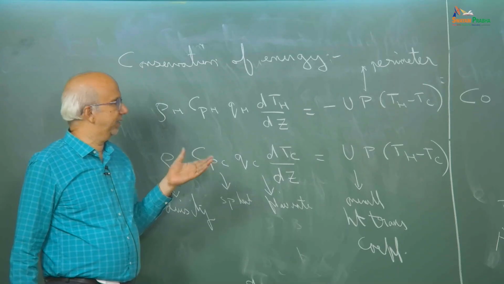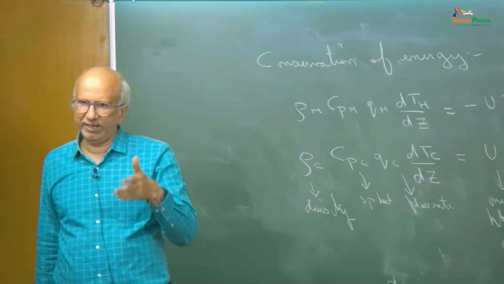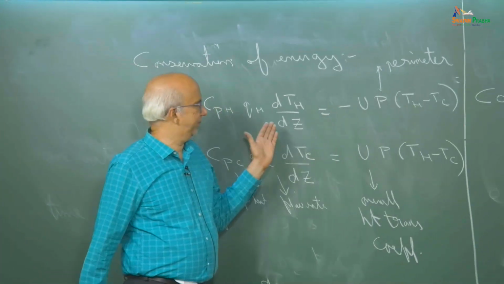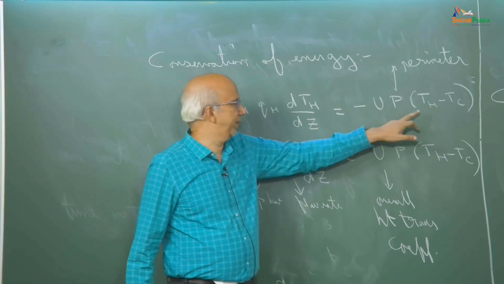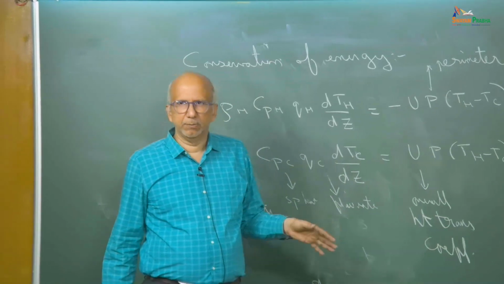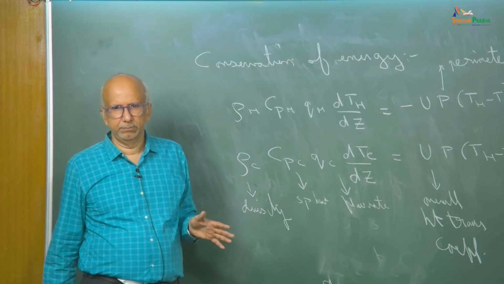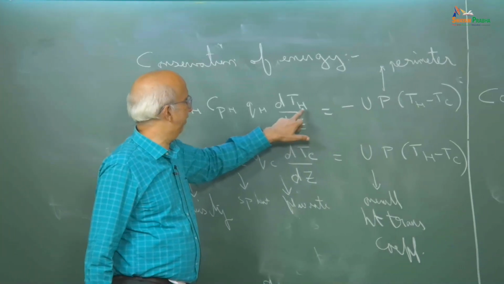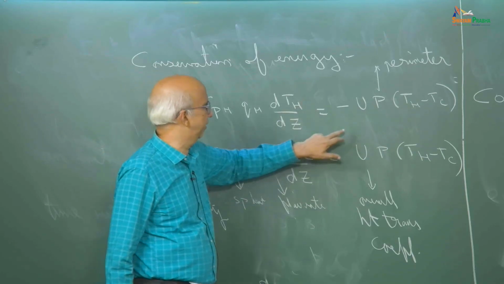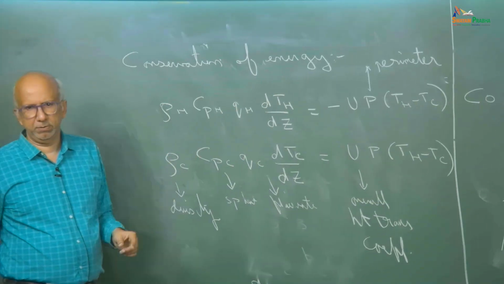So, here again, we have made some assumptions. We are neglecting, for example, variations in the radial direction. We are assuming temperatures are only functions of Z. We are assuming this overall heat transfer coefficient takes care of the whole thing. The point is, this also is a system of linear equations, because my dependent variables are Th and Tc, and they are all occurring to the power 1, and the derivative is also occurring to the power 1.